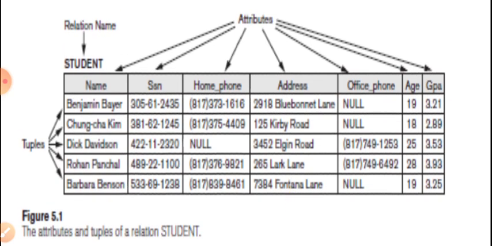So you can find here, if I read the first tuple, Name is Benjamin Bayer, SSN is 305-81-2435, Home phone is 817-373-1616, Address is 291B Blue Bonnet Lane, Office phone is null, indicating value not available, Age is 19 and GPA is 3.21. Like that, there are n tuples, meaning number of records.